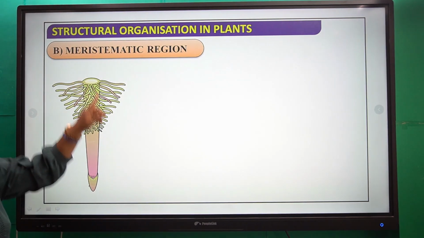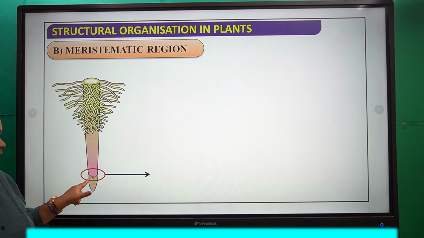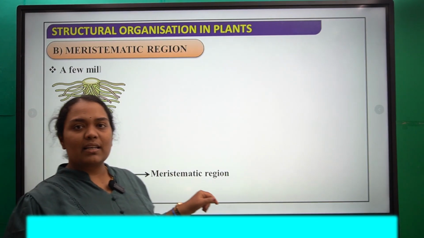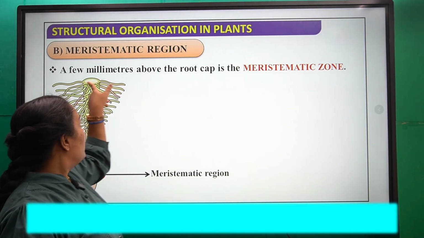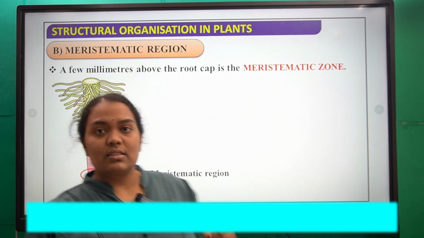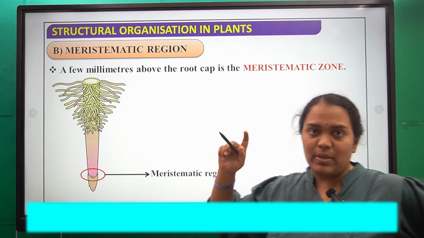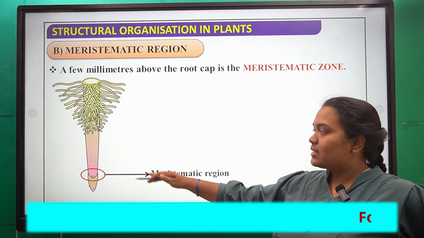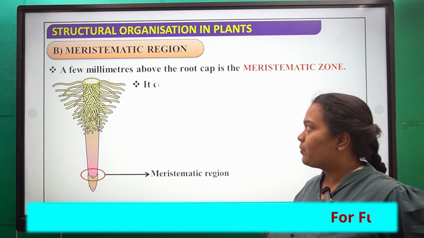The next region is the meristematic region. It is just above the root cap. So here it is the meristematic region. What does this meristematic region do? It has the ability to divide. When you see this, the length of this meristematic region above the root cap is only a few millimeters. Just above the root cap is called the meristematic zone.